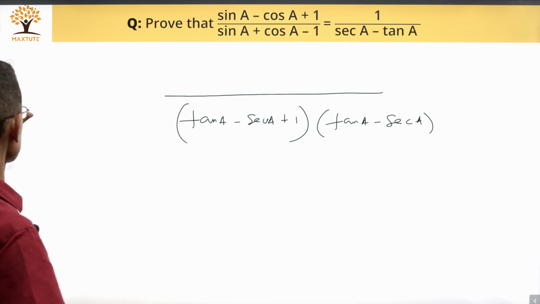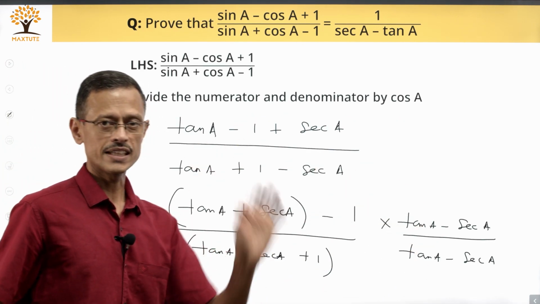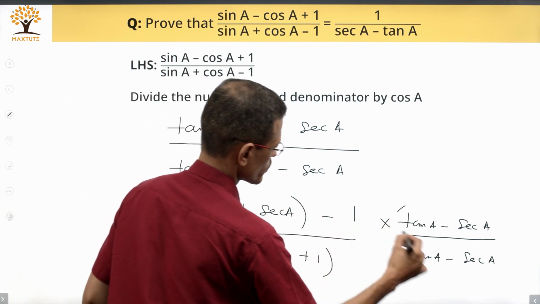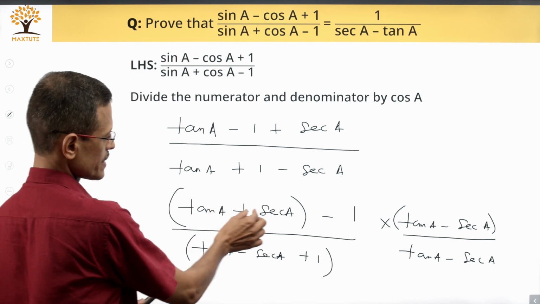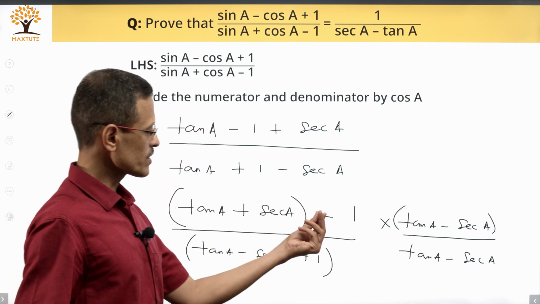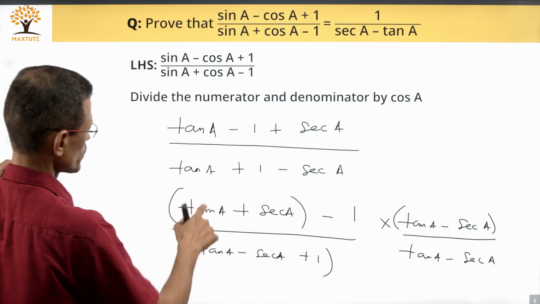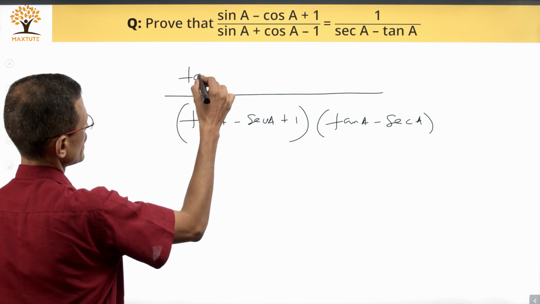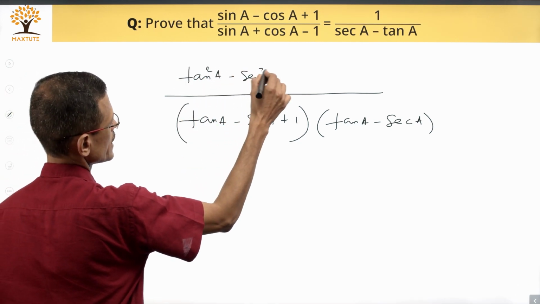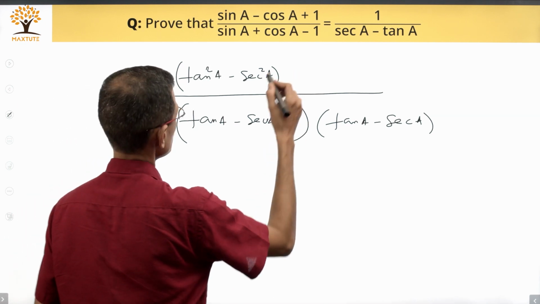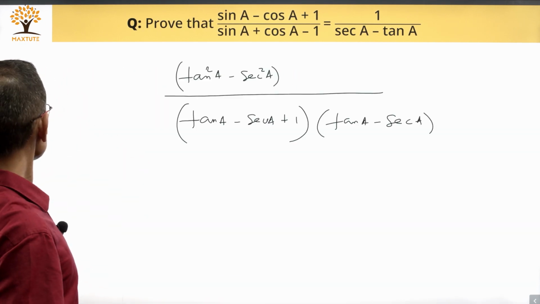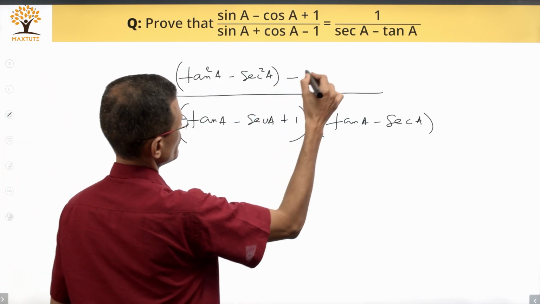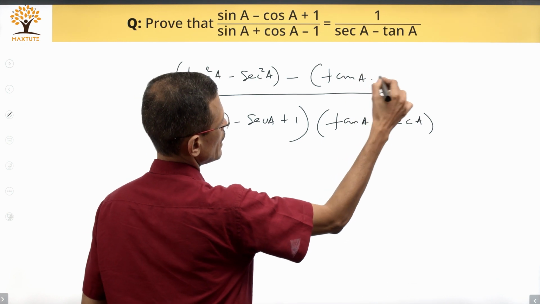Just go back and verify whether you got it right. Tan A minus secant A plus 1 times tan A minus secant A. The numerator has tan A plus secant A minus 1 multiplied with this. So, we are going to be multiplying it in two parts: tan A plus secant A times tan A minus secant A, minus 1 into tan A minus secant A. So, tan A plus secant A into tan A minus secant A is equal to a square minus b square, which is tan square A minus secant square A. And what else do we have? We have minus 1 times tan A minus secant A. So, that is also going to be a part of the numerator, minus of tan A minus secant A.